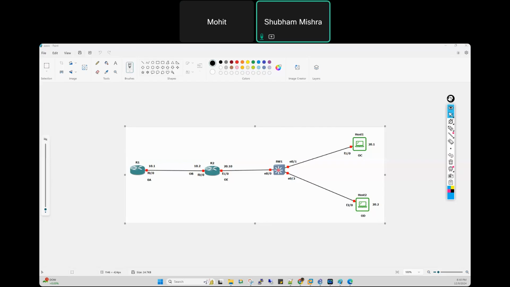I think in the previous class, we discussed the packet flow in the same subnet and packet flow in a different subnet, right? Yes, sir. Now we have this type of topology. In this topology, we have router number 1, router number 2, there is one switch, and with this switch, two PCs are connected.